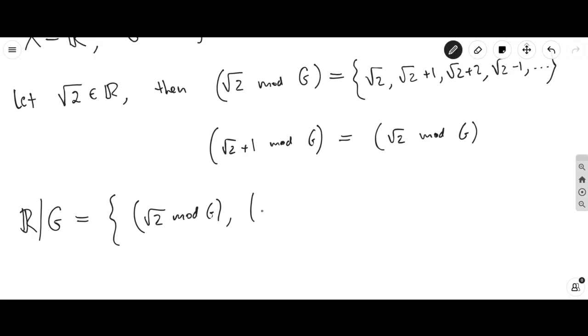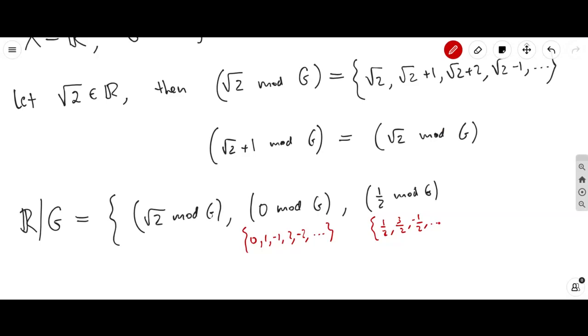But you can have, let's say, 0 mod G. If you actually write this out, this would be the set of all integers, because you start with 0 and you do integer translation, so you generate all of the integers. And now you pick a number you have not seen, let's say a half. So a half mod G, if you write that out, would be a half, 3/2, minus a half. So all integer translates of a half, and so on. So it's infinite. So you see, it's rather complicated.